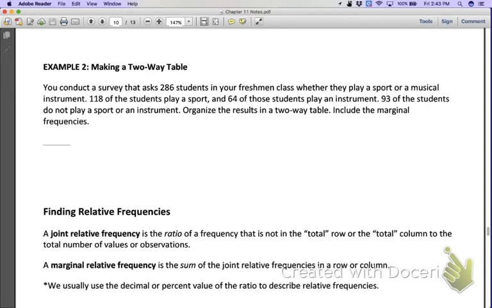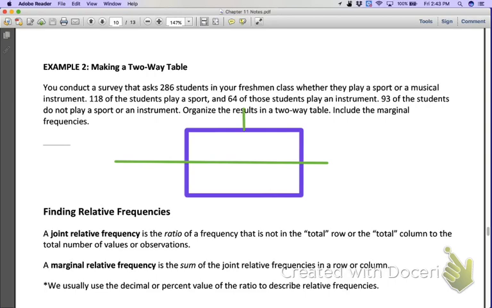As you conduct a survey that asks 286 students in your freshman class whether they play a sport or a musical instrument, 118 of the students play a sport, 64 of those students play an instrument, 93 of the students do not play a sport or an instrument. Organize the results in a two-way table, include the marginal frequencies. So you have a lot of information, that's okay. We can just separate it one thing at a time. So if we draw some sort of box, extend and extend.